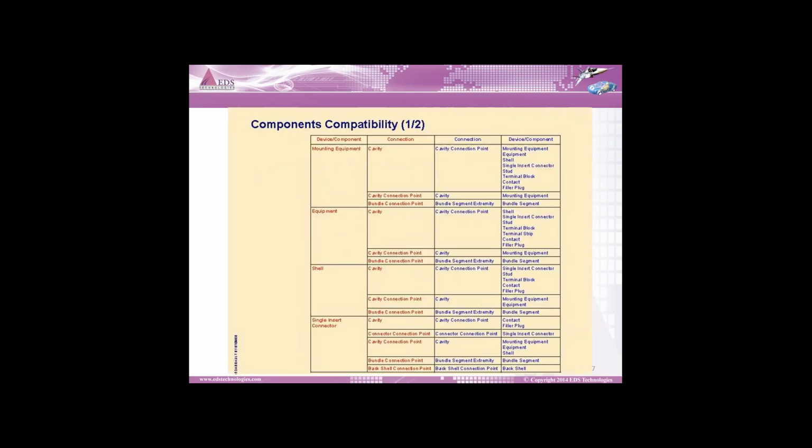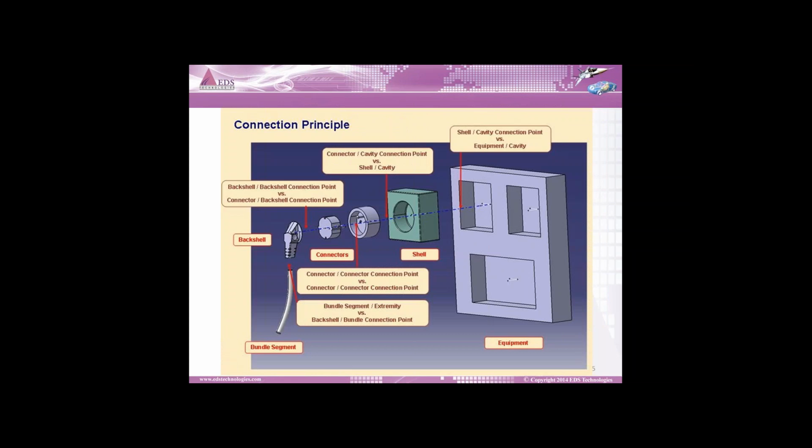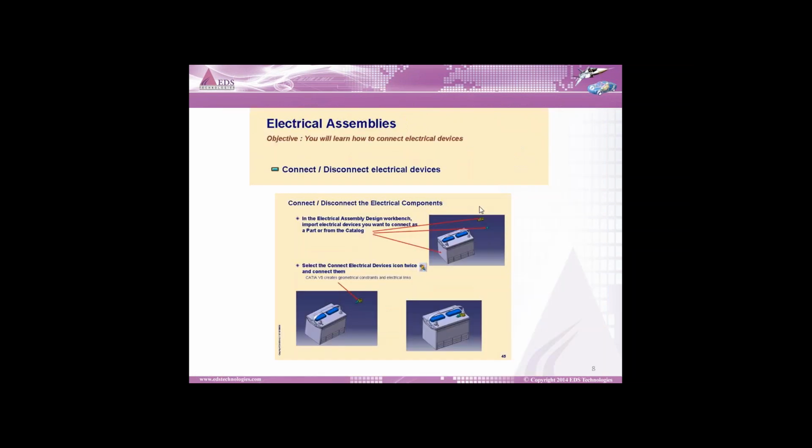And as I told you, once your electrical components are connected, I need to use a connective connection between these two. When I want to connect it, I will use electrical assembly design, so that this connection is connected. This is the connection. Okay, it's connected.